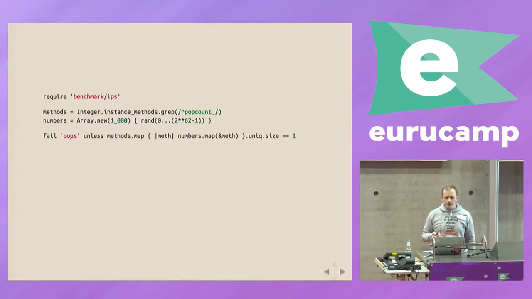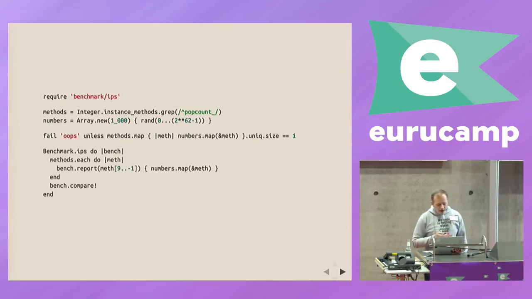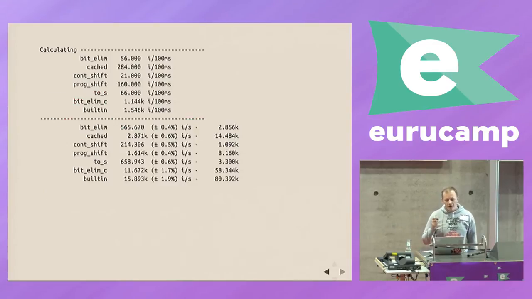So we created a very simple benchmark. We fail with oops if the methods don't work. Guess how many times I got oops yesterday. And then we benchmark with benchmark IPS. And suddenly, it's very interesting.